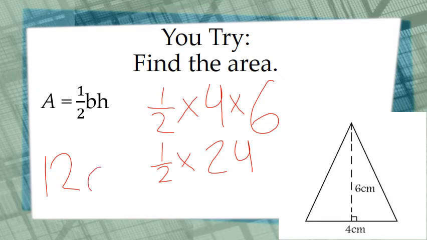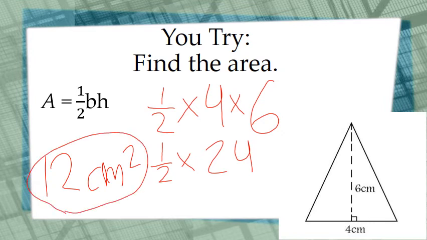We got to write our unit, and we got to put squared. We got to put that little 2 up above because we multiplied 2 centimeters together. We got centimeters. So the area of this triangle, the 1/2 times the base times the height, is 12 centimeters squared. That's the area of this triangle.